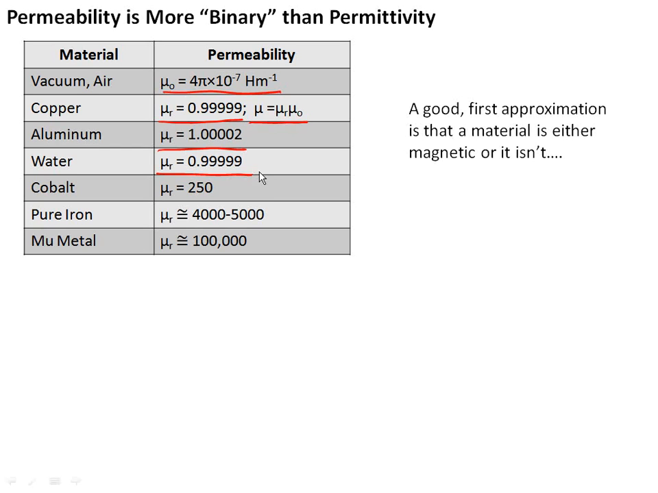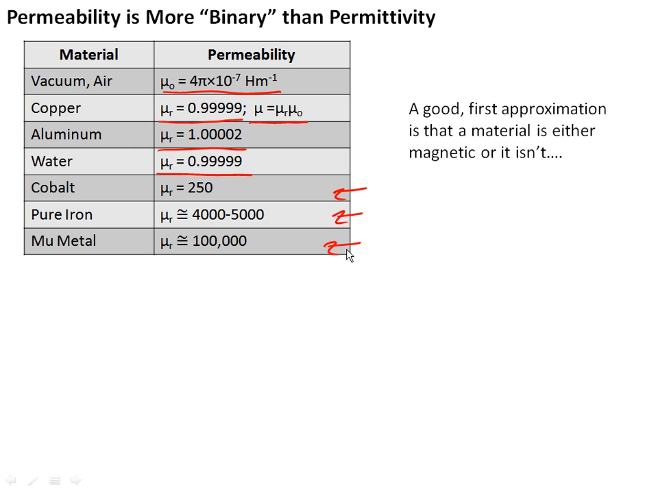Water is another example of one of these materials. But a certain class of materials we call magnetic materials have very, very high permeabilities. Cobalt's on the low end with a permeability of 250. Pure iron is on the order of 4,000 to 5,000 relative permeability, and there are special alloys that are meant to be used as magnetic shielding or magnetic concentrators that have permeabilities on the order of 100,000.